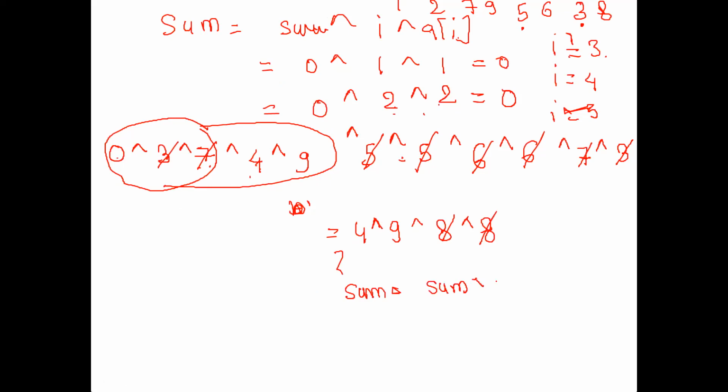Come out of the loop and do a task as sum equal to sum XOR n plus 1. So n is what? 8. N plus 1 will be what? 9. So sum is what? 4 XOR 9 and n plus 1 is what? 9. 9 XOR 9 will be cancelled and at the end in the sum what will be remaining? Only 4. And that only is your missing number.